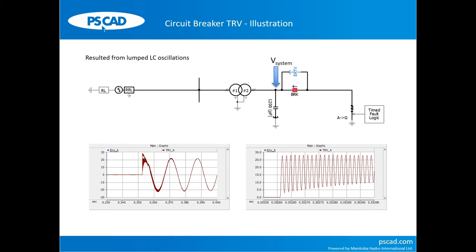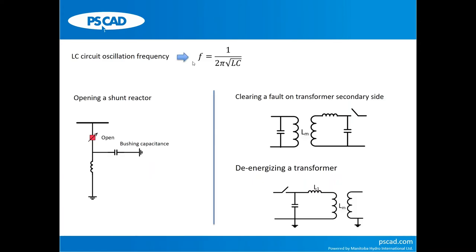Again, I am showing the TRV waveforms, and here I have expanded the TRV waveform, and you can see high frequencies are involved. The frequency of oscillation will determine how fast this voltage will rise or go up. The rate of rise of voltage, which is a TRV concern, is influenced by the oscillation frequency. And for a simple LC circuit, the oscillation frequency is given by 1 over 2 pi square root of LC.